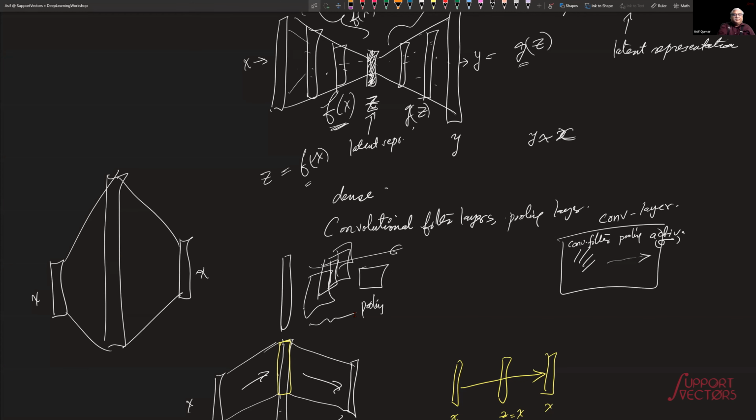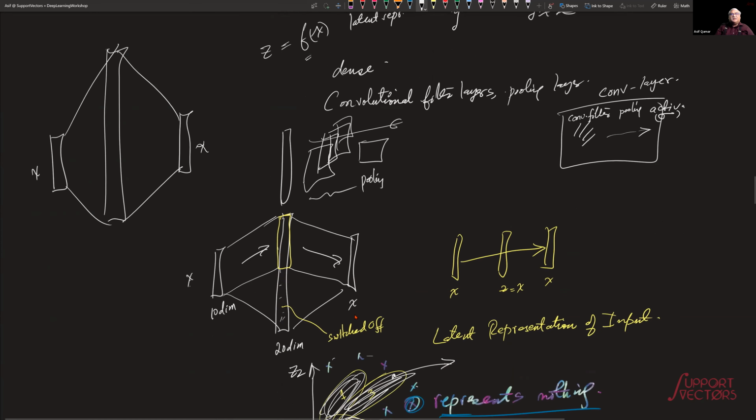And so be it. Between the input and the latent layer, you can put deep layers, you can put convolutions, you can mix and match, you can do all sorts of crazy things. And so those are called convolutional autoencoders.